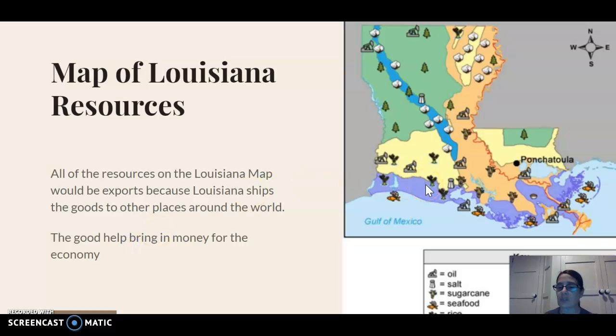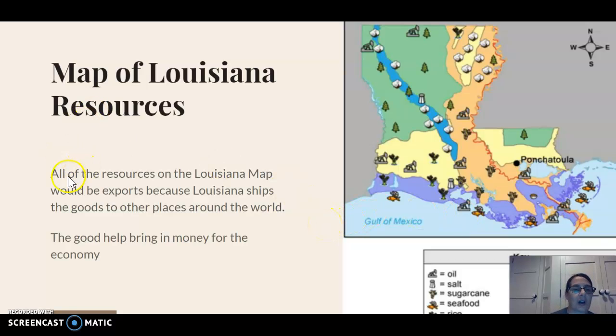Let's take a look at this resource map that you've had before. You see the key, it says oil, salt, sugarcane, seafood, rice, and you can't see cotton down on the bottom, but we see cotton, we see wood, oil, seafood. Let's see, what else do we see? Rice. All of those would be exports because we ship what we have out of Louisiana. So all of these goods that are shipped out of our state are called exports.